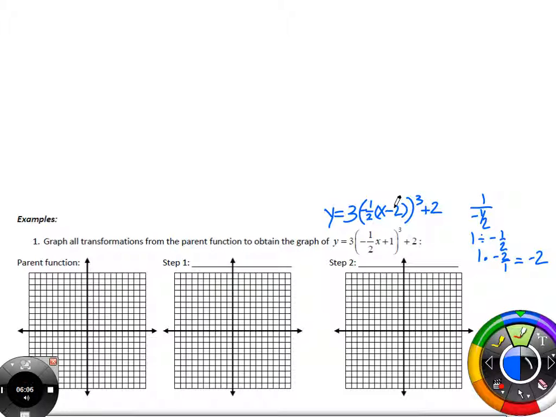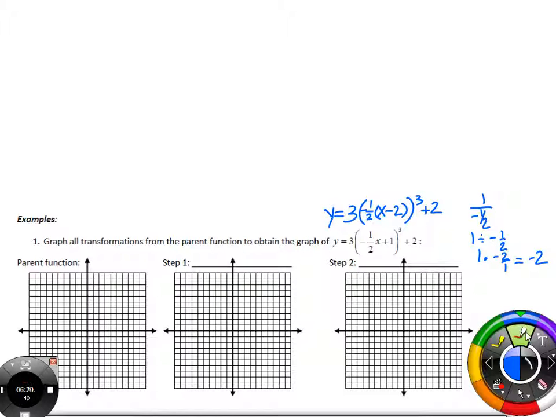And if you're not sure if you did it right, check it. If I distributed this back through to each of these terms, would I have what I started with right here? So negative 1/2 times x would be negative 1/2 x. Negative 1/2 times negative 2 would be positive, and 1/2 times 2 would be 1. Okay, so I did a good job. It's exactly what it's supposed to be. Now I can see all of the transformations that I have going on here.